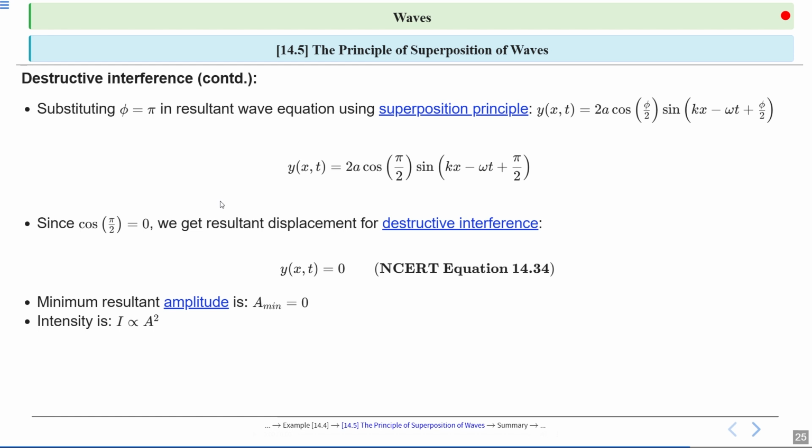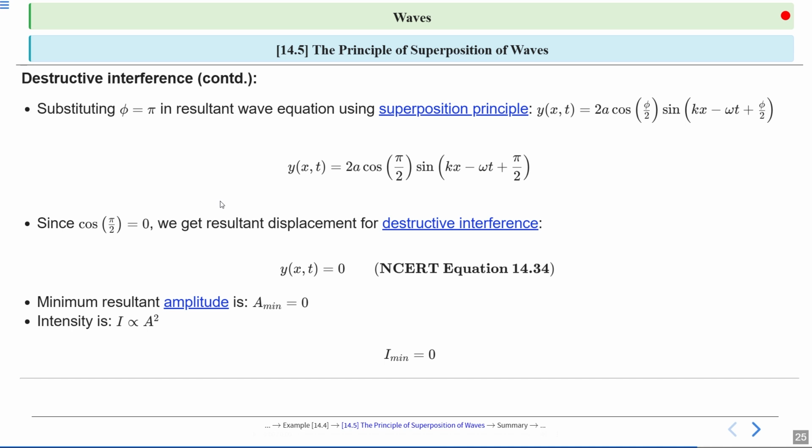Remember, intensity of a wave is proportional to the square of its amplitude. I is proportional to A squared. So if the amplitude is 0, the intensity must also be 0. This means no energy is being transferred at the points of perfect destructive interference. So minimum intensity is 0.